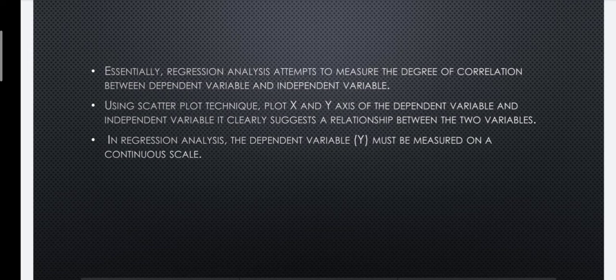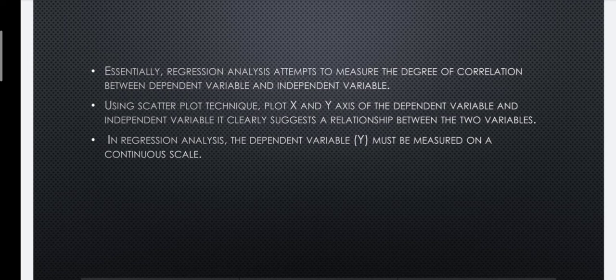And then boleh juga kita gunakan scatter plot technique, which is we plot X and Y axis of the dependent variable and independent variable, and it clearly suggests whether there is a relationship between the two variables. Okay, if the data ataupun the points create the linear line on your scatter plot, so we can suggest that the two variables having relationship. So whether it is strong or weak or moderate, we can test using the correlation test.